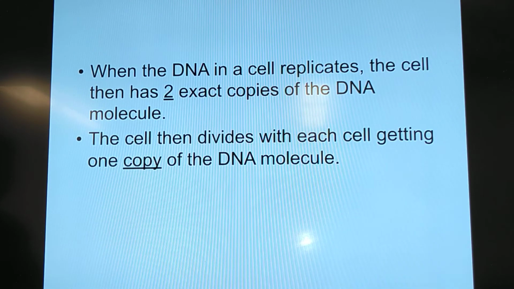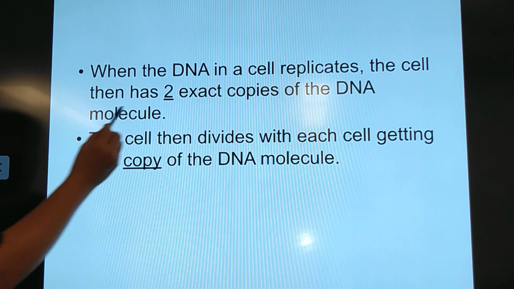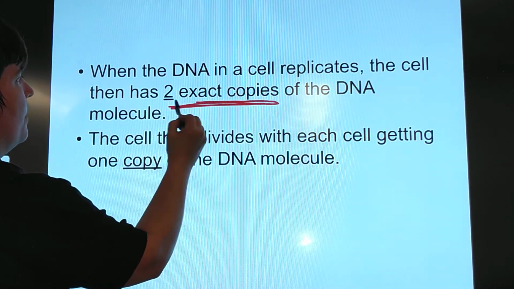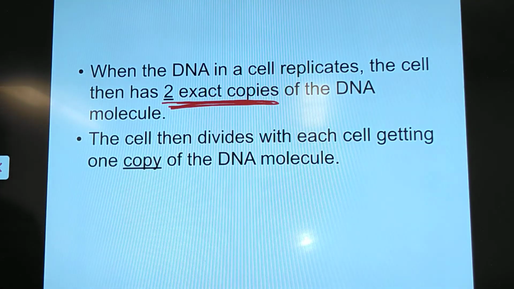Okay, so when the DNA in a cell replicates, the cell has two exact copies. And that's important when we're talking about mitosis. You end up with two identical cells, so they have two exact copies of the DNA molecule. The cell then divides with each cell getting a copy of the DNA molecule.